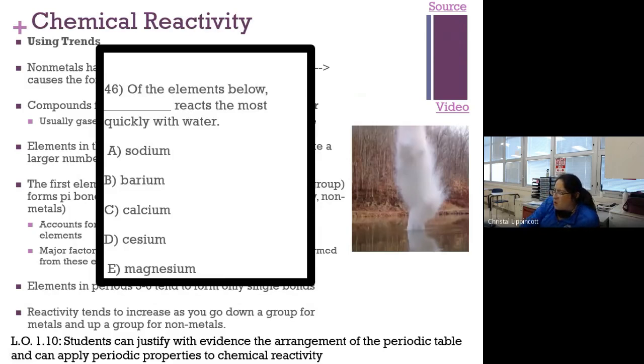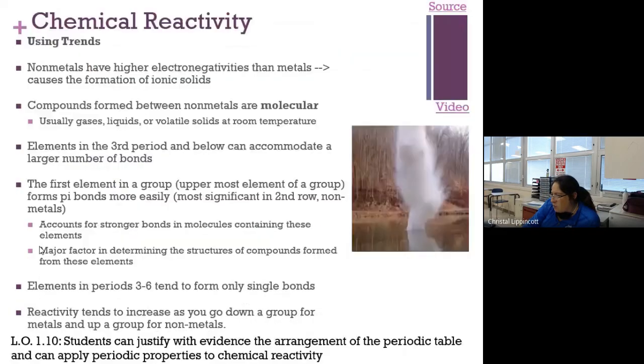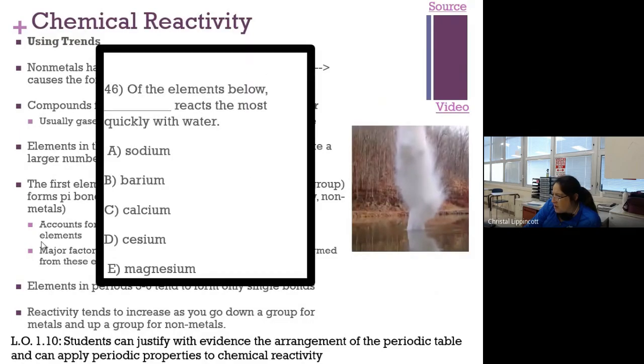All right. So as we move down, remember what this said. As you move down the periodic table, reactivities for metals is going to go up. Anybody want to change their answer from A? B says it goes down. Yep, reactivity tends to increase as you go down a group for metals.